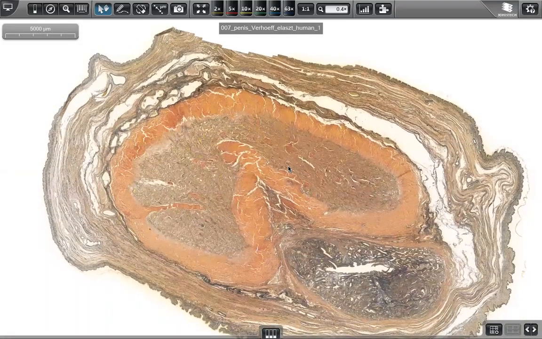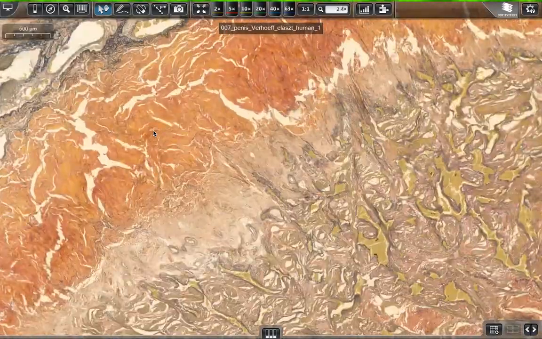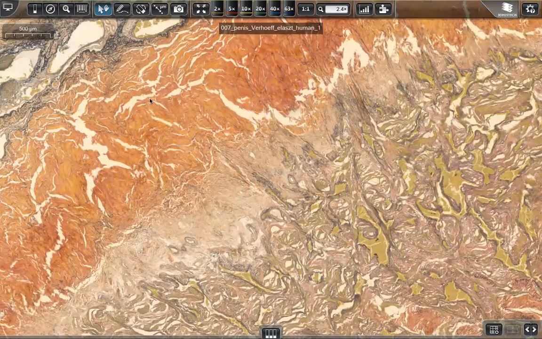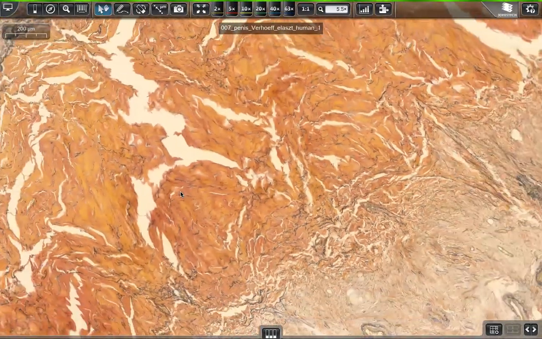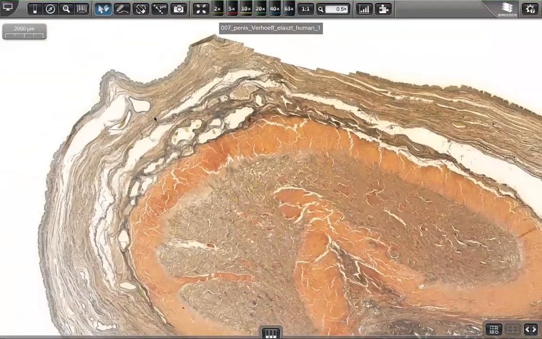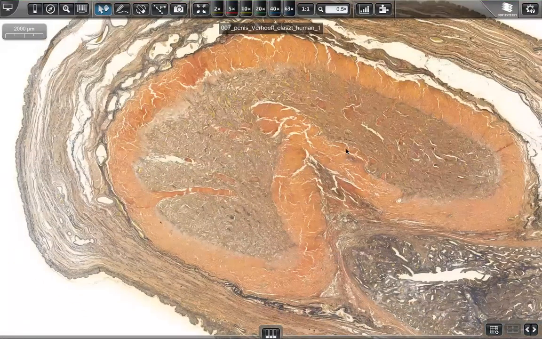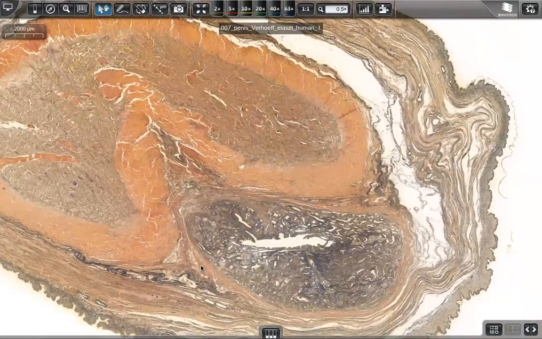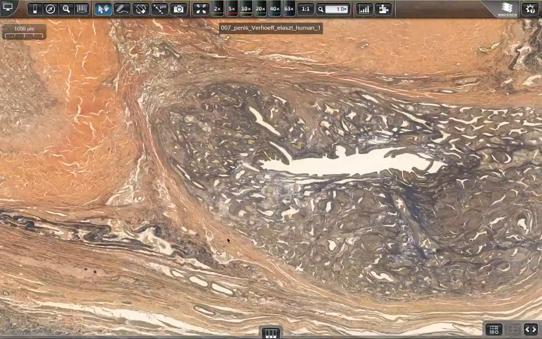Now let's see the covering of the corpora. This is also called tunica albuginea. This is a dense irregular connective tissue. And corpora cavernosa, so this, and corpus spongiosum, also covered by tunica albuginea, but it's much thinner than around the corpora cavernosa.